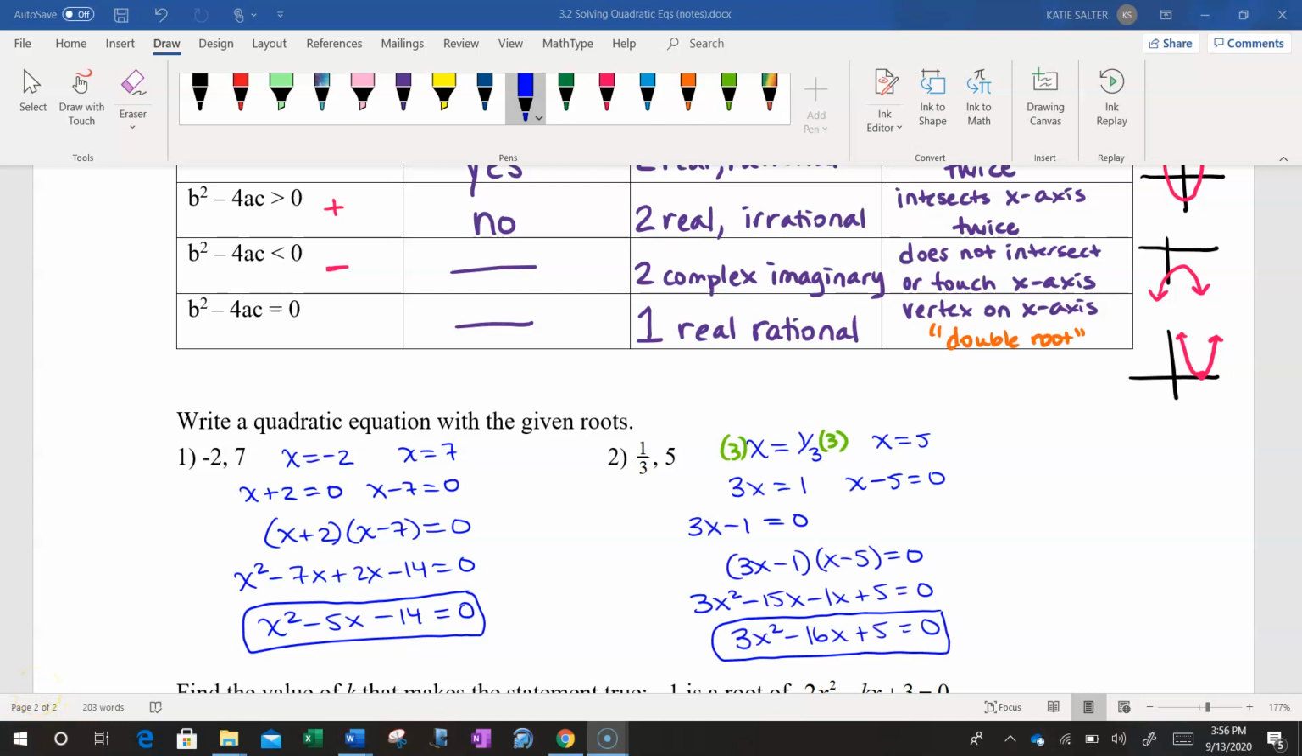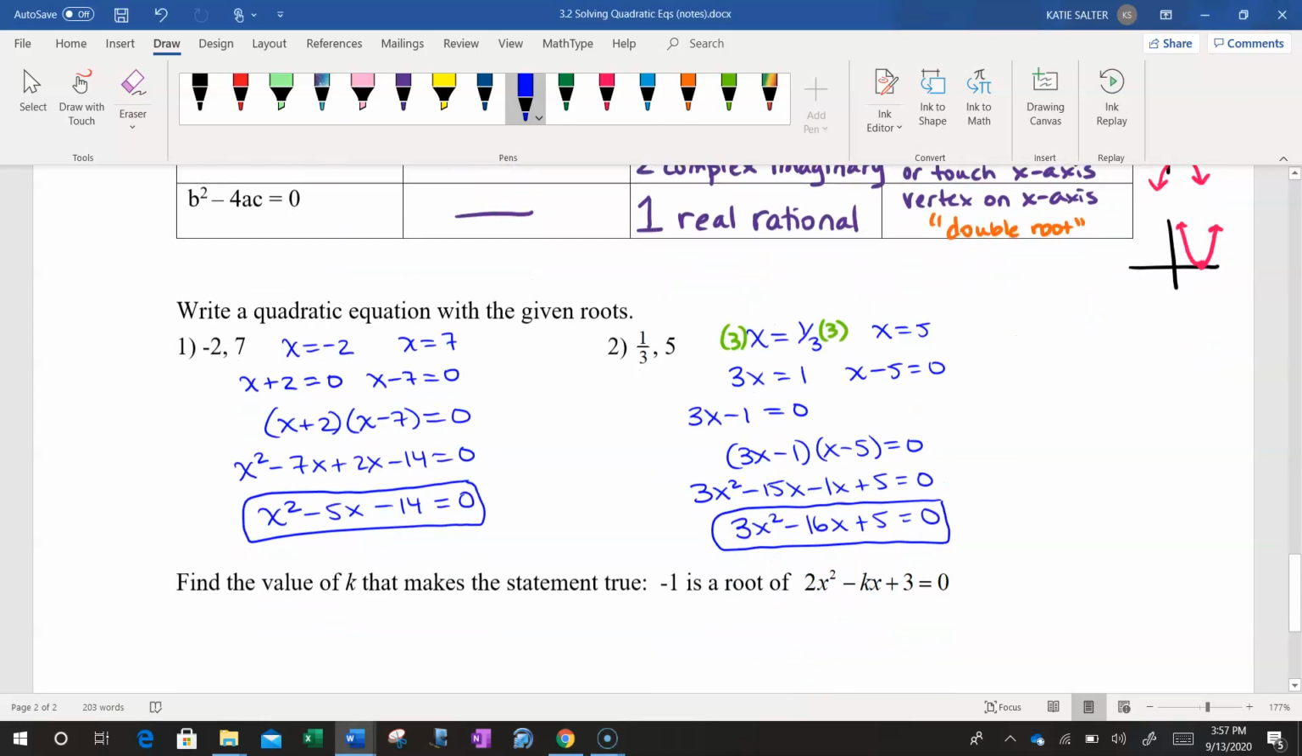For this one, I'm going to get rid of that fraction from the beginning by multiplying each side by 3, and then getting the factor 3x minus 1, because I don't want to have to multiply this all out with x minus 1/3 and do all that fraction work and then get rid of it at the end. Go ahead and get rid of it in the beginning. So our final answer should be 3x squared minus 16x plus 5.